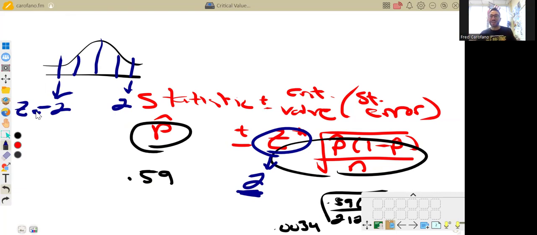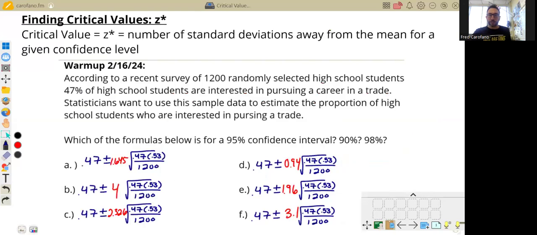So today, in this video, we want to entirely focus on how we get this blue number, this Z star. We know it's 2 for 95%, 3 for 99.7, 1 for 68. But what if we have 90% confidence, 99% confidence? How can we get that value? On that note, take a minute here, pause this video, and let's check out this warm-up situation.